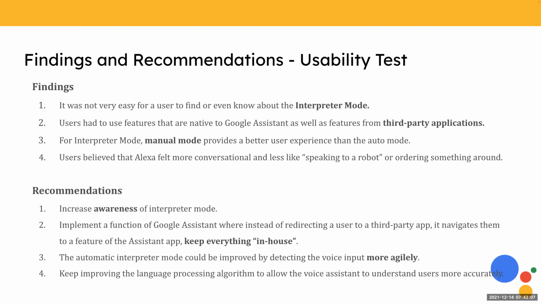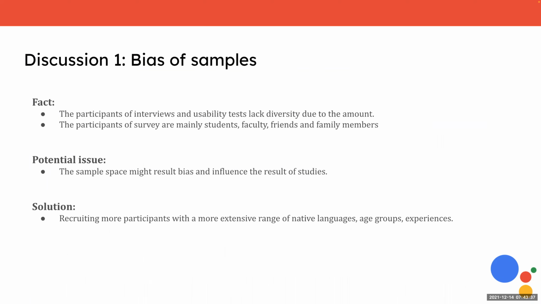From the feedback we got regarding the post-test service, there are users who express their preference for Amazon Alexa, since compared to Google Assistant, they felt Alexa is more humanized when communicating. In other words, some competitor products might understand the user's daily language better. We recommend that Google can improve the language processing algorithm to allow the voice assistant to understand the users more accurately. And then Yinglun will take the discussion part.